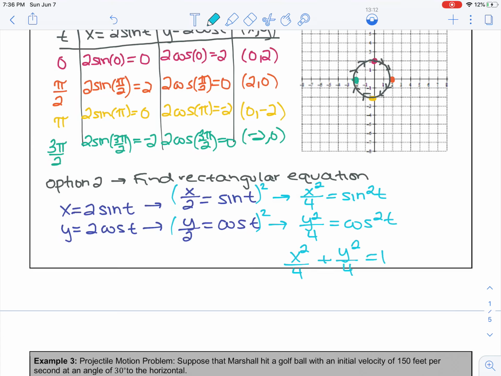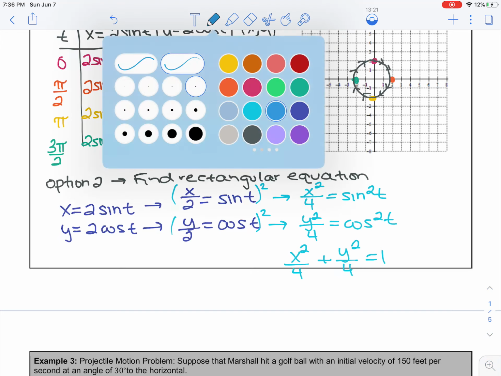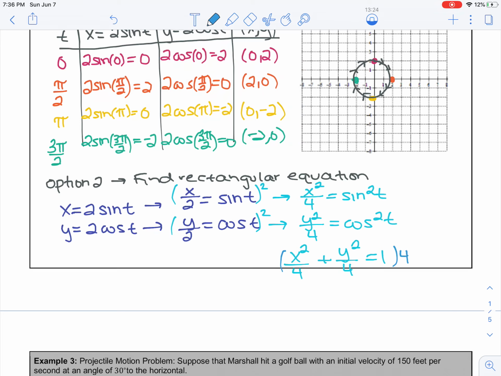Now, this might not be something that you're super familiar with graphing. Maybe it's been a minute since you've dealt with conics. But what we can do is multiply both sides by 4 and find that x squared plus y squared equals 4. And this should hopefully be a little bit more approachable. Hopefully you recognize that this is a circle with center at 0, 0, and radius of square root of 4, or 2.